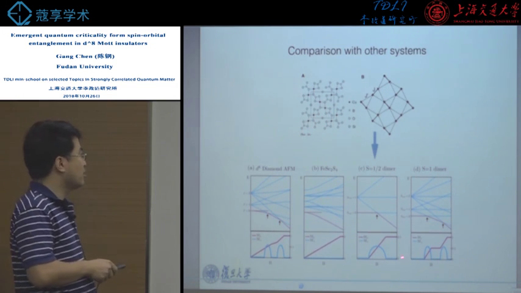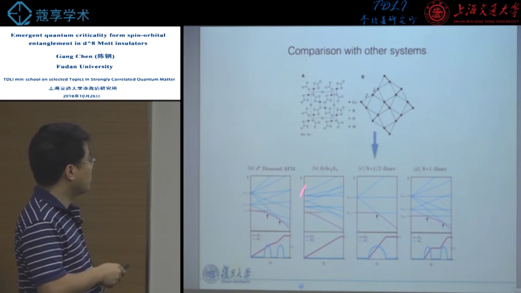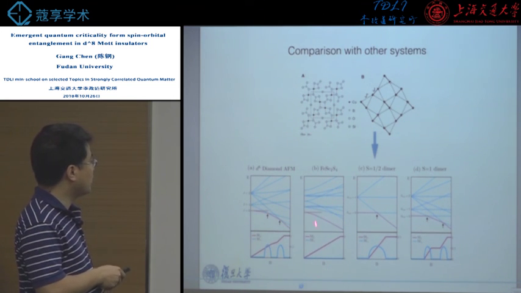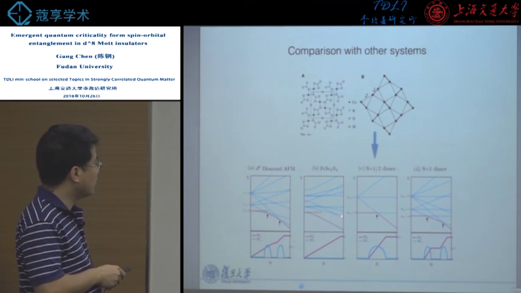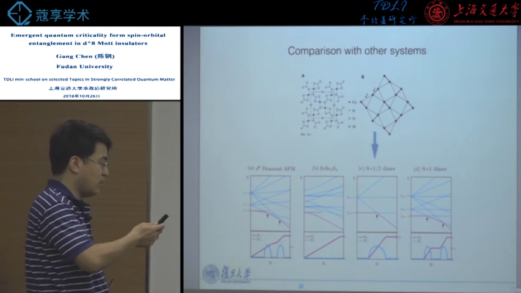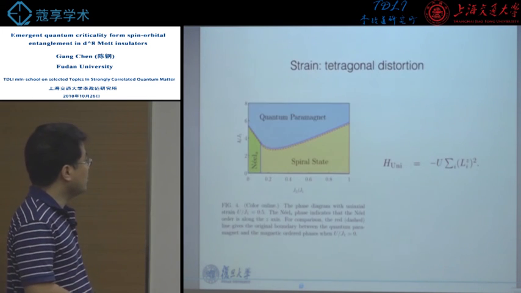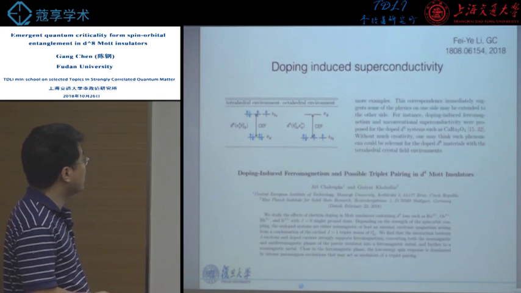There's another dimer, which is also due to EG orbital degeneracy. So if you apply a field, there's no phase transition at all. The gap actually becomes larger as you increase the field. So there's no level crossing. Yeah, so this is quite nice.